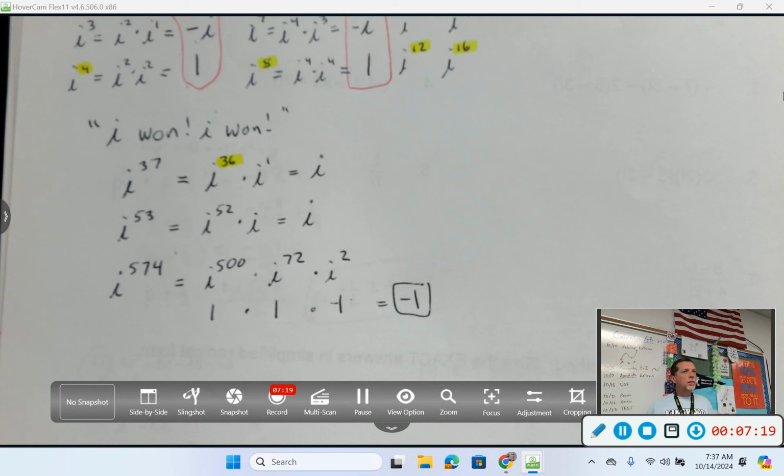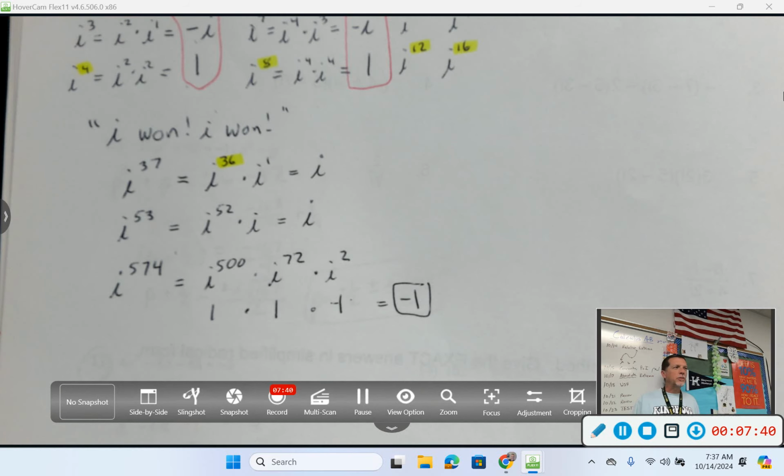So i to the 574 just equals negative 1. Because anything to a power of 4 is just going to be 1. It's just that leftover stuff that you have to worry about. So you get the closest power of 4, and then you worry about how much is left over.